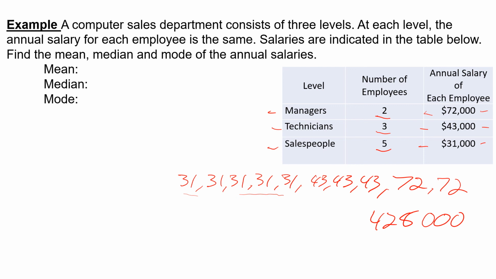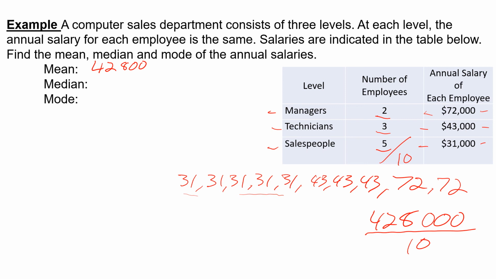Now, as for employees, there are 5, 6, 7, 8, 9, 10. There are 10 employees total. So to find the average, or the mean, I'm going to divide this by 10 employees, and that's just going to be 42,800. Okay, so that is our average.